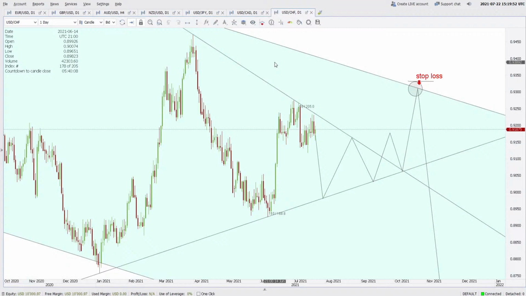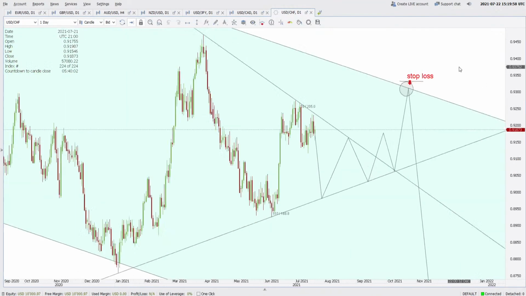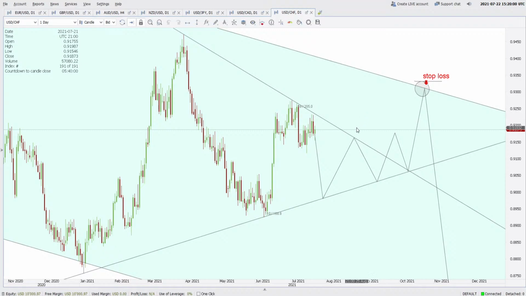Now talking about the US dollar against the Swiss franc. Yesterday we talked about it, and today also the situation has not changed. The price is hovering in the same region. We need to close a day out of this symmetrical triangle to be sure that the market is going in one direction. Here now it is a range bound market.